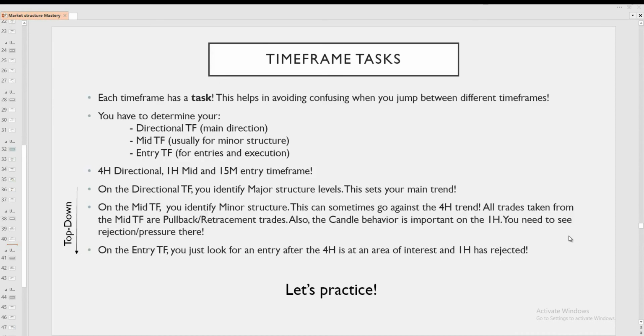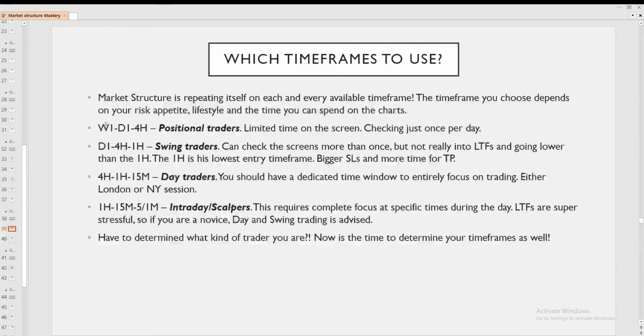Okay, so you have to determine your directional time frame, which is your main direction. This is your main structure. Then you have to determine your middle time frame, which is for minor structure that you can go against the trend. So that is pretty important. And your entry time frame, where we're going to look for our entries and execution. And again, if I consult the previous slide, the first time frame is your direction, the second one is your middle time frame, and the third one is your entry time frame.